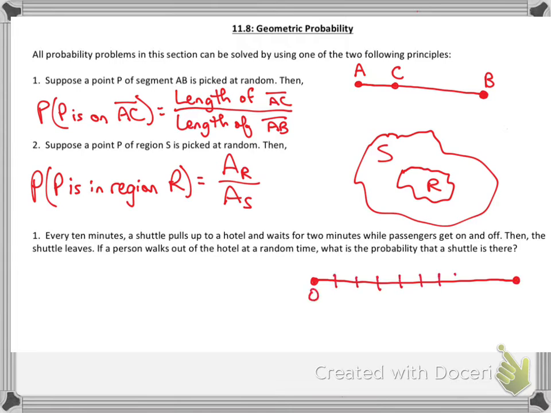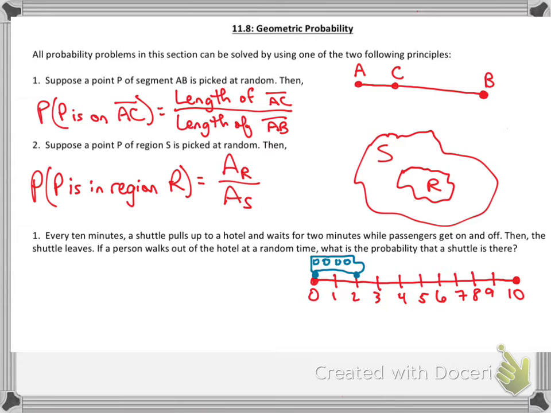So the shuttle comes every 10 minutes, so I could draw a number line from 0 to 10. And you can see my wonderfully accurate drawing of a shuttle bus that doesn't look like a very large shoe at all. It's going to be there for 2 minutes, let some people off, let some people on, and then it's going to drive away. For the remaining 8 minutes, there's no shuttle in front of the hotel.